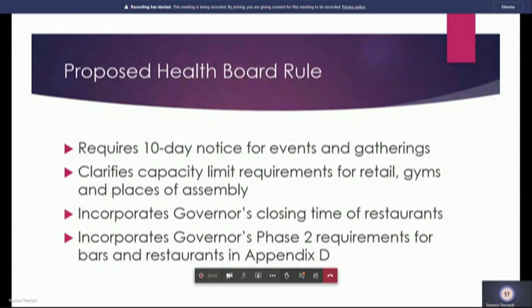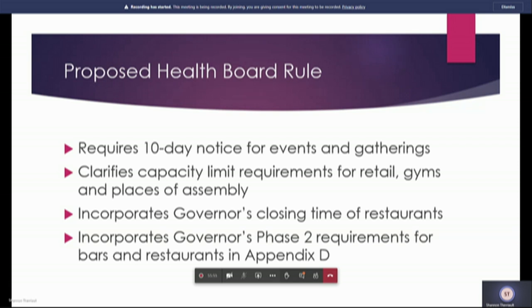So that is what we have in effect and how it was different from what was in effect previously. And so with this proposal, staff is recommending that the health board adopt the health officer order that is in effect now with some changes. And those changes include, so right now, if you are having an event over 250 people, you have to submit your plan at least 10 days before the event or gathering.